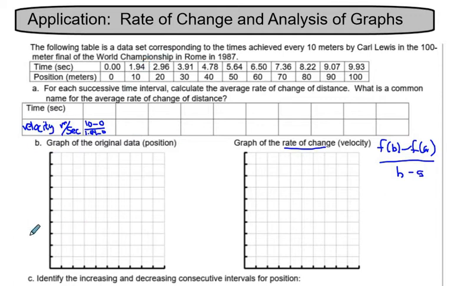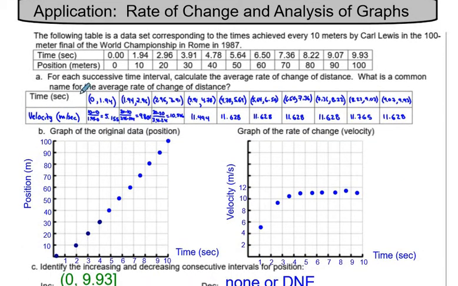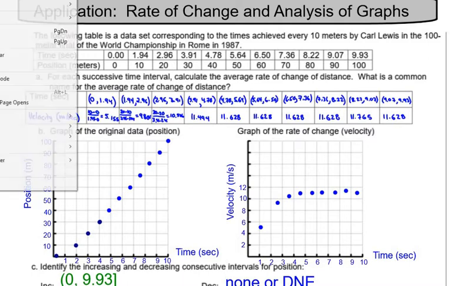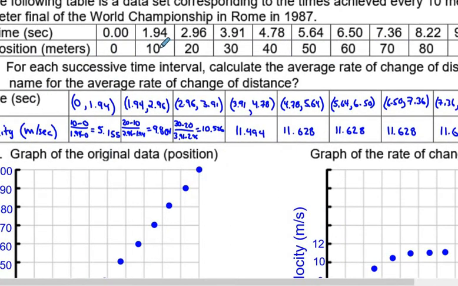So I went ahead and pre-did a lot of this problem, as you can see here. And so what I'm going to do is ask you to figure out this chart. Let me zoom in on it. Exactly like I said, you're going to take 10 minus 0 and 1.94 minus 0 and simplify that on a calculator, and then 20 minus 10, and then 2.96 minus 1.94, and then simplify that on a calculator. All the numerators are 10, if that will help you.